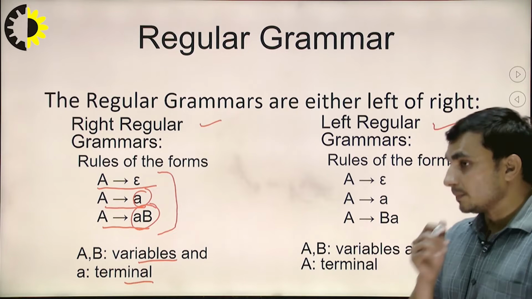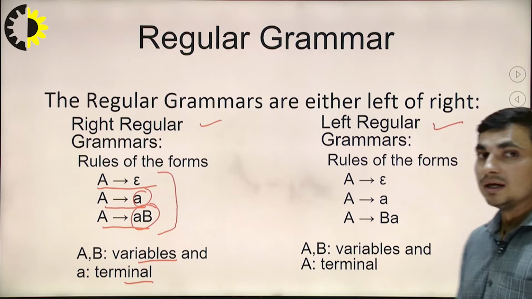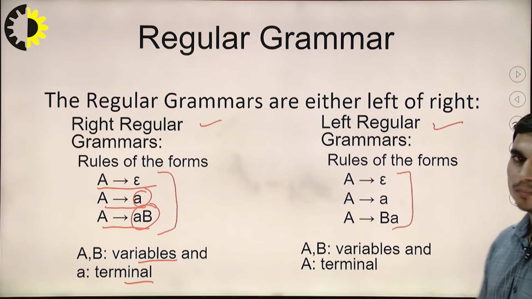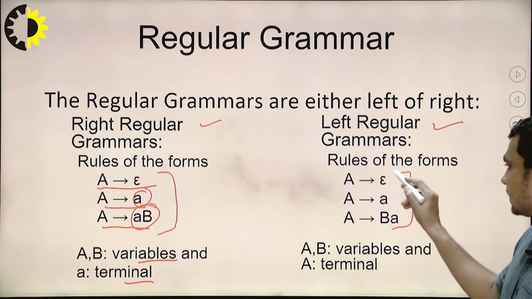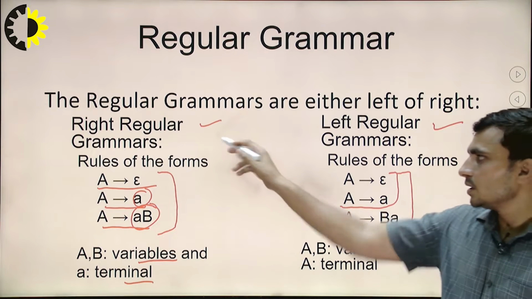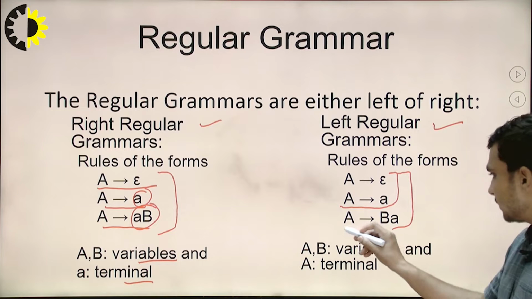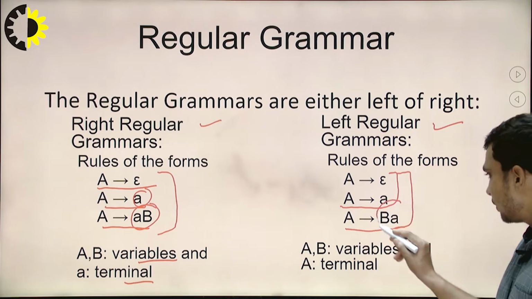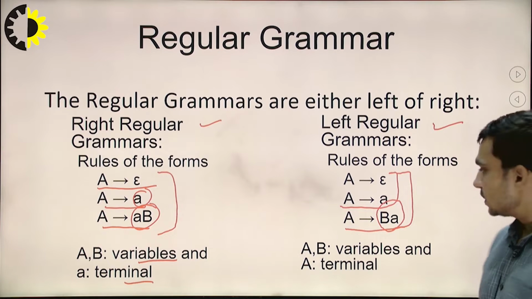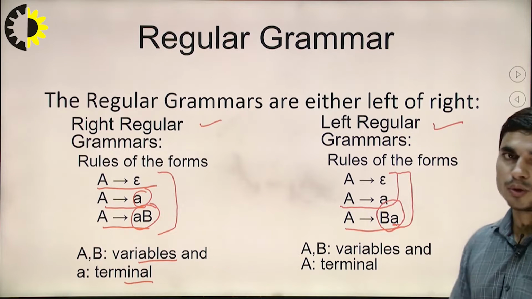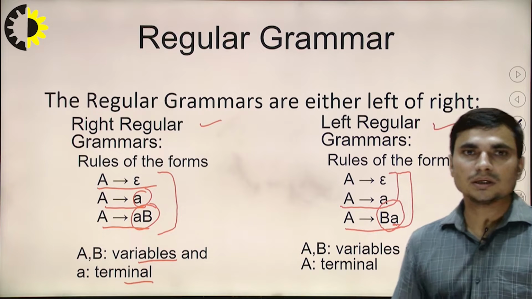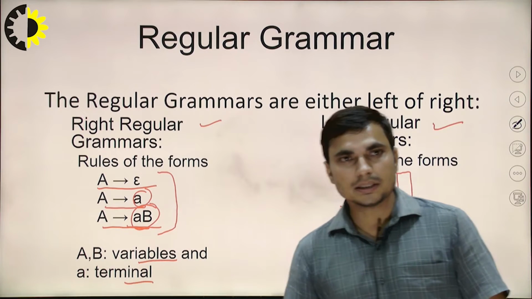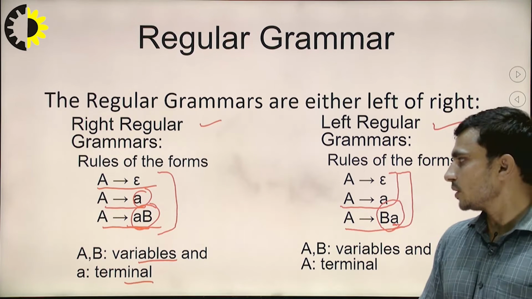Another representation for regular grammar is left regular grammar. In left regular grammar, the rules are of this form, where you can see that these 2 rules are similar to right regular grammar. In the last rule, on the right hand side we first have the non-terminal, then a terminal symbol. So the terminal symbol is after the non-terminal, whereas in right regular grammar the terminal symbol is before the non-terminal symbol.